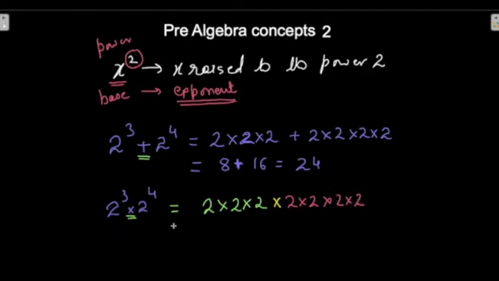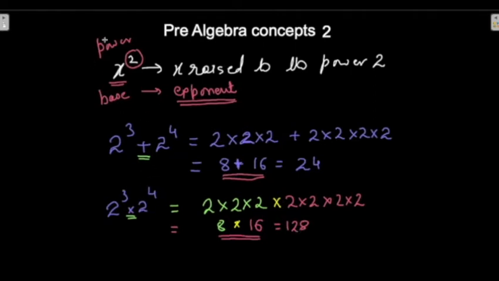Now this will anyway be 8 like we have calculated here, and here it is 2, 4, 8, 16. Now understand, here it was 8 plus 16. Here it is 8 into 16, which is 6 8s are 48, 4 carry, and 12, 128, right?